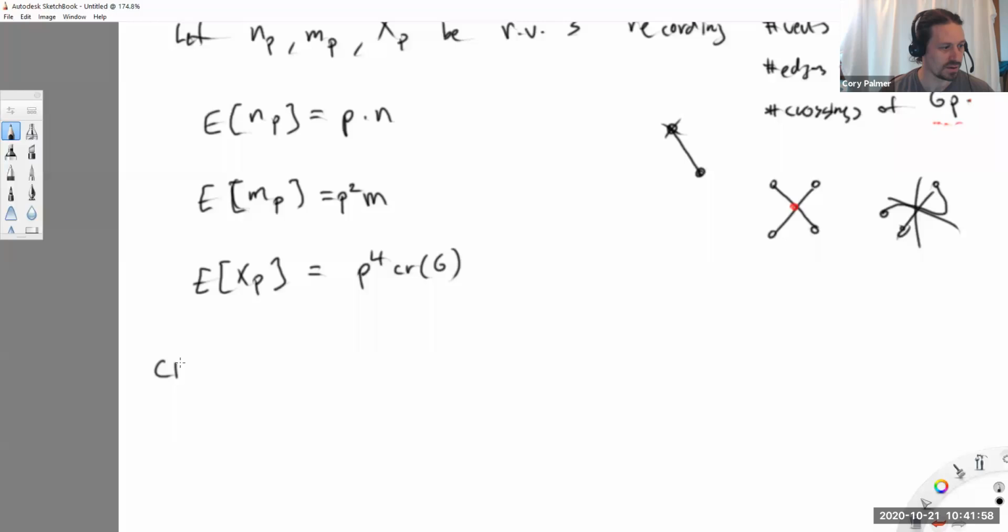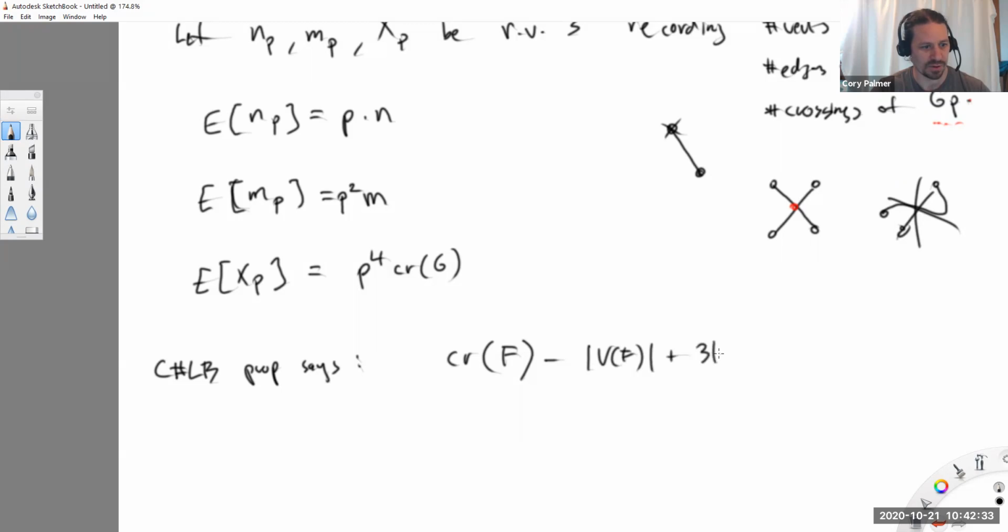The crossing number lower bound proposition says the following, that the crossing number of, say G_p, well, let me say like F. Any graph F. I don't want to use G because we're talking about a graph G. I don't want to use H because that was the graph in the proof of the proposition. I don't want to use G_p because, well, I guess it can. But this is always the crossing number of F minus the number of edges in F plus 3 times the number of vertices in F. This is always at least 0.